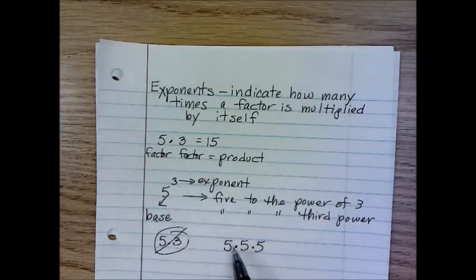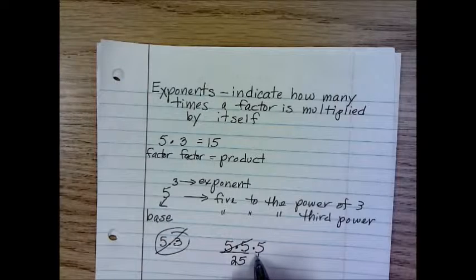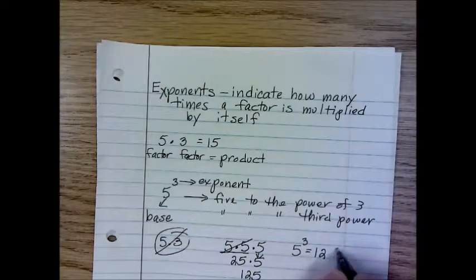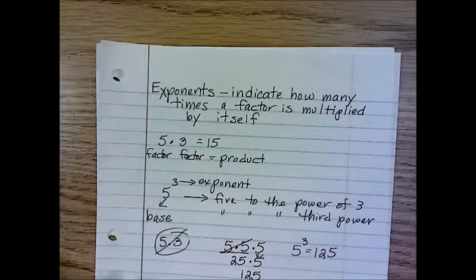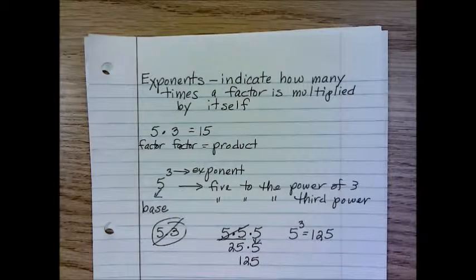So the exponent tells me how many of these factors of the same factor I'm going to have. When I actually simplify or multiply this out, 5 times 5 is 25. I'm going to bring this 5 down, and 25 times 5 is 125. So 5 to the third power, when simplified, is 125. So see how this is different from basic multiplication.